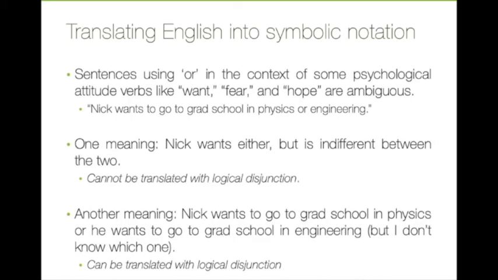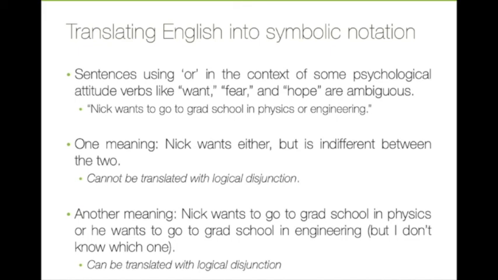A restricted set of sentences that contain or are also ambiguous between a reading that uses disjunction and one that does not. So sentences that use or in the context of certain psychological attitude verbs like want or fear or hope are ambiguous. So our example here is Nick wants to go to grad school in physics or engineering. One of the things this sentence can mean is that Nick wants either one of these outcomes, but is indifferent between the 2.